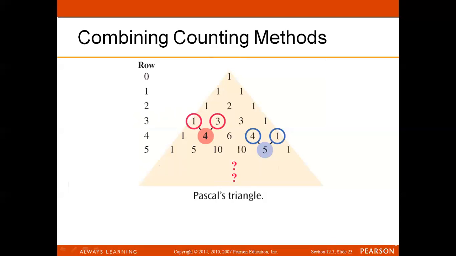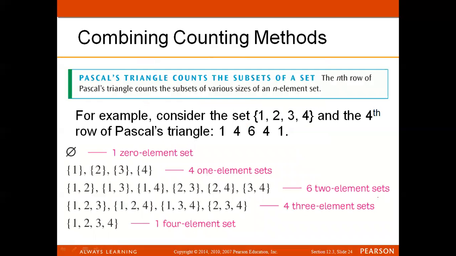All right, what is this good for? It's good for a few things. In our book, it's good for looking at subsets. Pascal's triangle is good for looking at subsets. So Pascal's triangle counts the subsets of a set. The nth row of Pascal's triangle counts the subsets of various sizes of an n-element set.